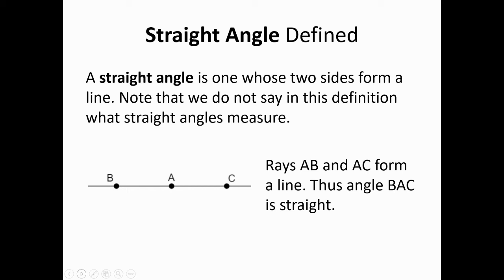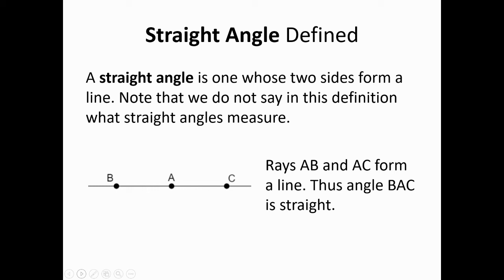However, I do mean to say that the definition doesn't say anything about what that measure is, because it need not, okay? The point of a definition is to teach us how to use a term. It is not to say everything that is true about that term. So if I say that a straight angle is one whose two sides form a line, then I have taught you how to use that, and that's all that I will say.